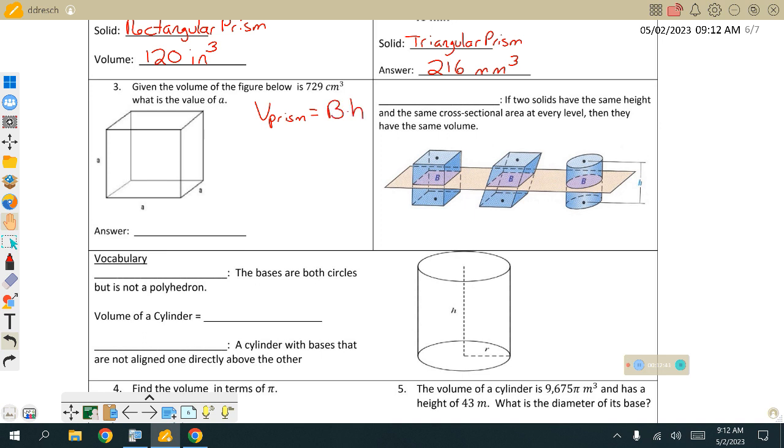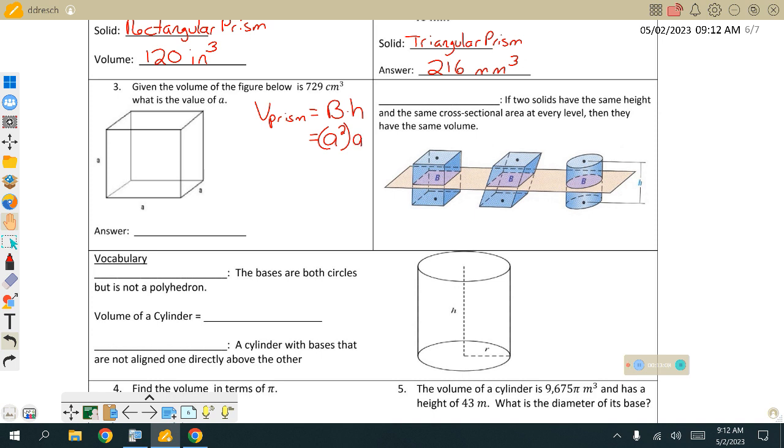All right, let's think about this. What's the shape of the base of a cube? It's a square. How do we find the area of a square? A squared, S squared, same thing, right? It just so happens the base is A in this case. Sure. Now, what's the height of this cube? What's the variable they're using still? A.